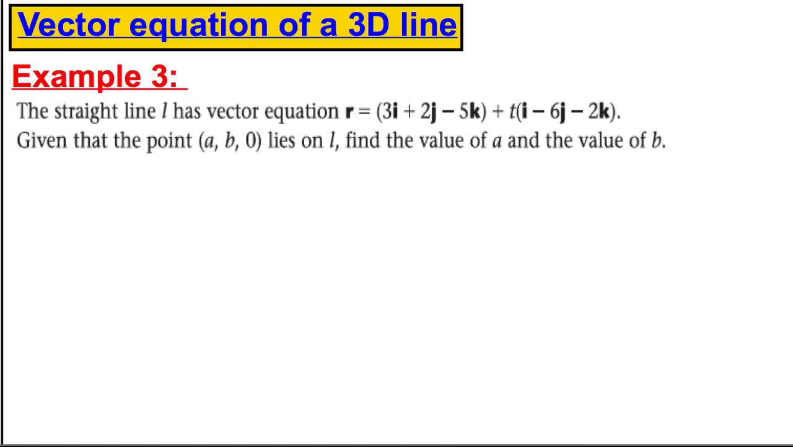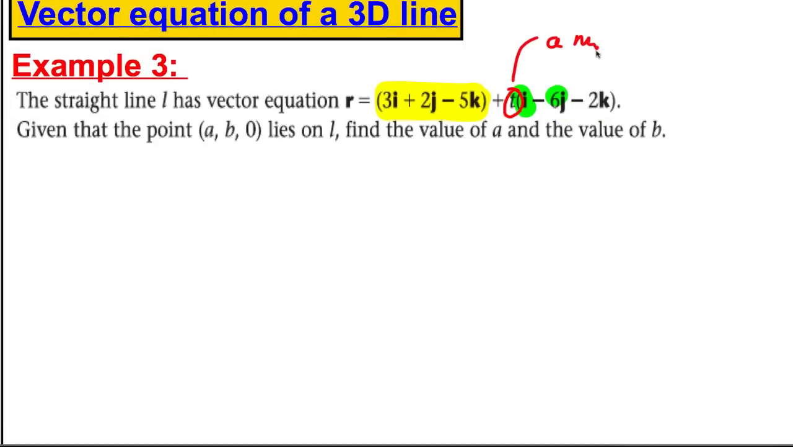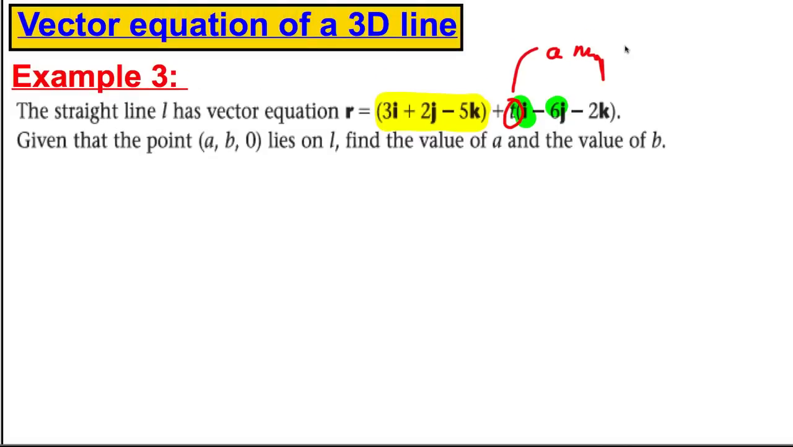Another example, a straight line has vector equation as follows. So let's just think what that means. That is a position vector of an easy point on the line. This here is the direction the line's going in. T is just a number. Given that a point (A, B, 0) lies on the line, find the value of A and the value of B.